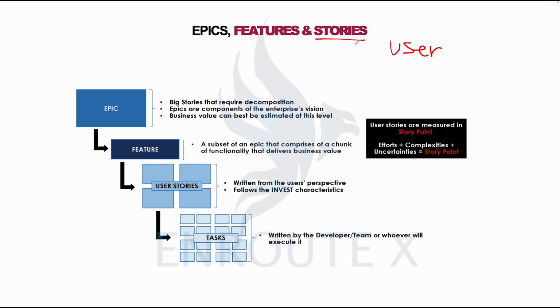Epics, features, and stories. Epics are the bigger chunks. Big stories that require decomposition. Epics are components of the enterprise vision. So there is the vision here. The vision is broken into epics.